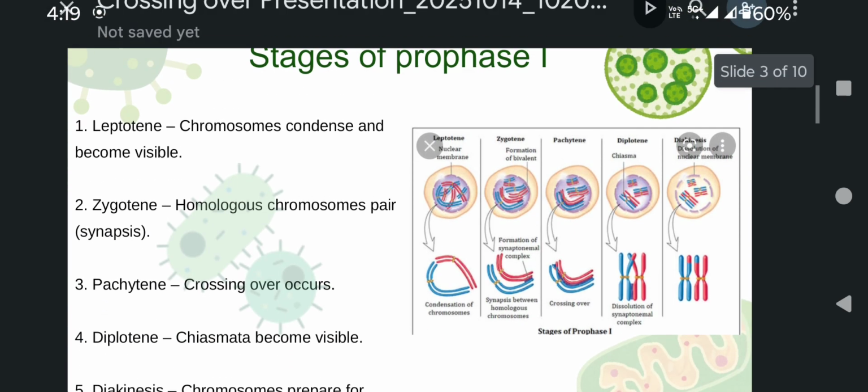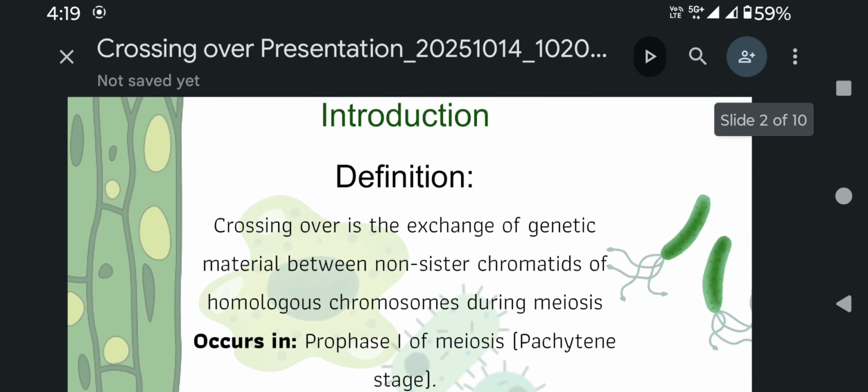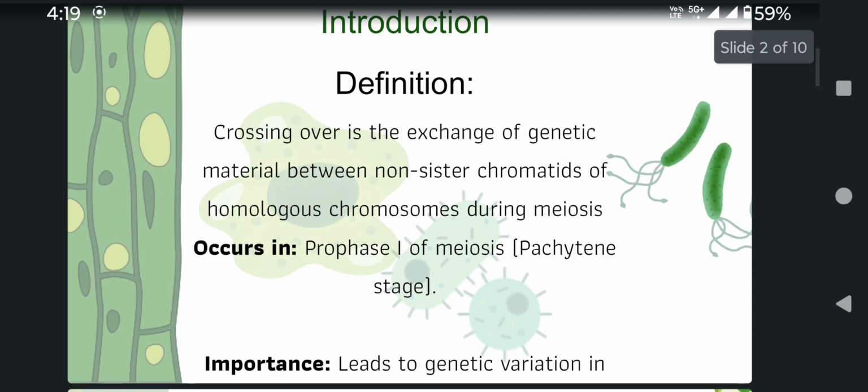So you can see the structure or the stages of prophase 1, because first of all you should know the different phases of prophase 1, how it undergoes, what changes are going on in the stages of prophase 1 during meiosis, and then you come to know that in the pachytene stage this process, the crossing over, takes place.